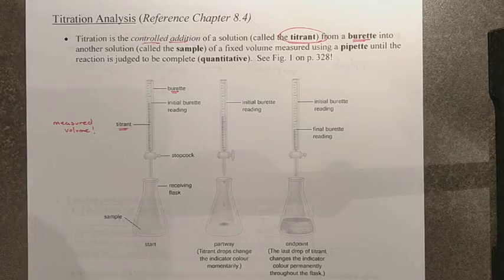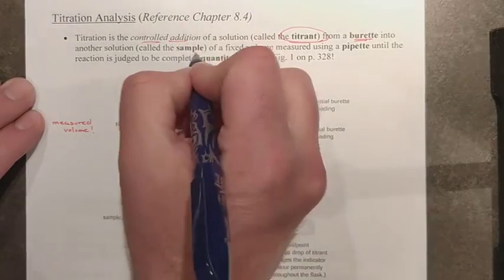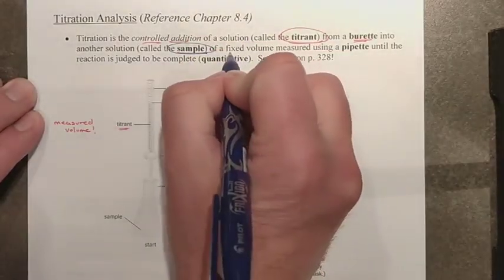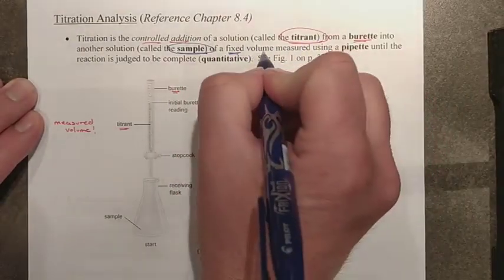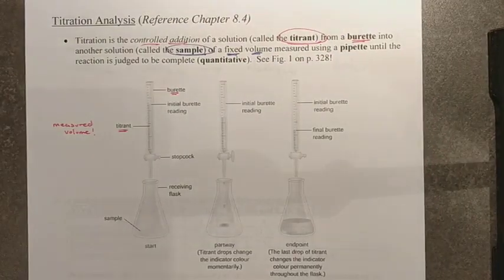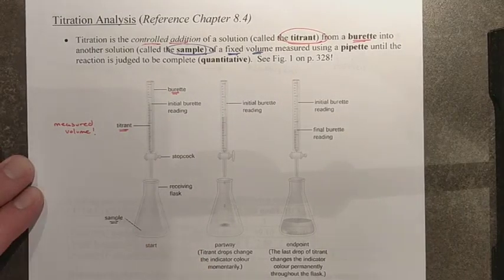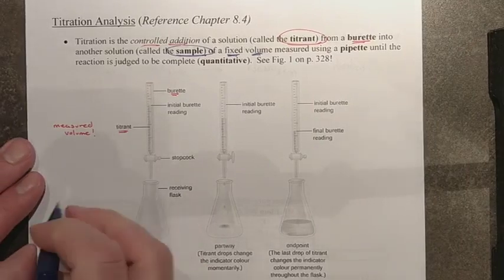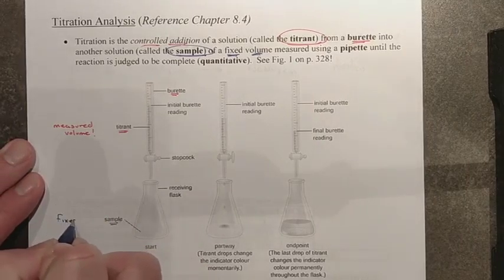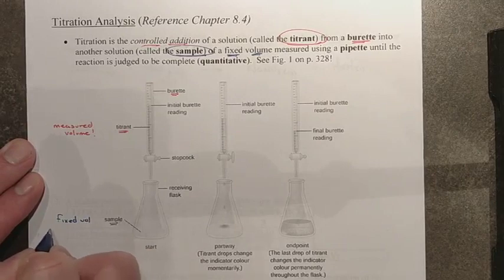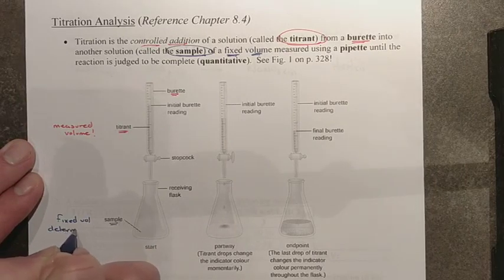The other solution in the problem is known as the sample. And the sample is a precisely fixed and known volume of your second solution. All right? This is the one that is in limited supply. It is your fixed quantity and therefore usually plays the role of the limiting reagent. And so your sample hangs out down here. All right, it is a fixed volume as determined with a pipette.